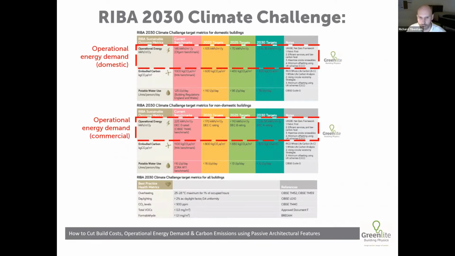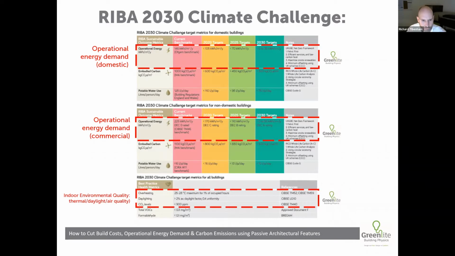The areas that Greenlite Building Physics can help with are the operational energy demand aspects of the challenge, and also what RIBA refer to as best practice health metrics. And these include overheating, daylighting, and CO2 levels. CO2 levels being a proxy for indoor air quality in this case. So the challenge is often a case of balancing different factors, including operational energy demand against health metrics versus capital cost, for example.